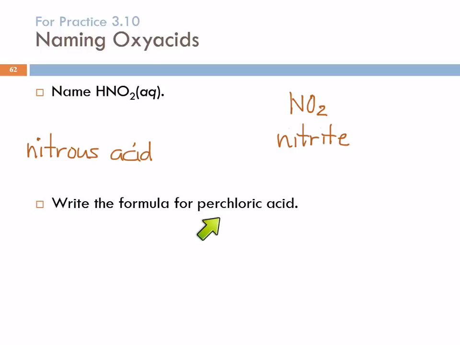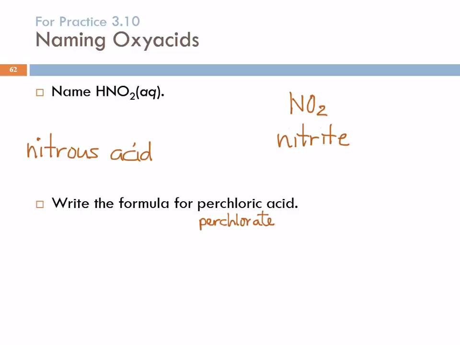How would we do this? Perchloric acid. We recognize this as an oxyacid because it does not start with hydro. Hydrocyanic, hydronitric, all of those other ones are just hydrogen and one element. Perchloric doesn't start with hydro. So we're going to take this perchloric and reverse the switch on the suffix. So perchloric is from perchlorate ion. Then we need to know what the formula for perchlorate ion is.